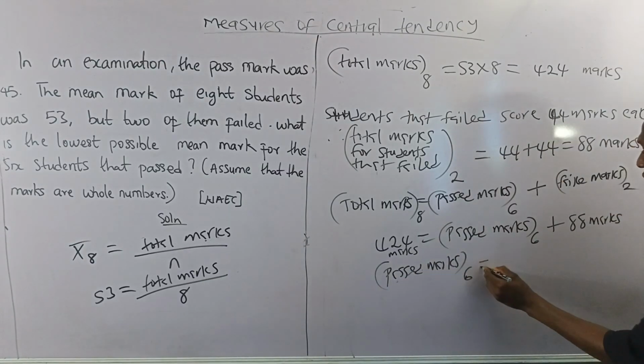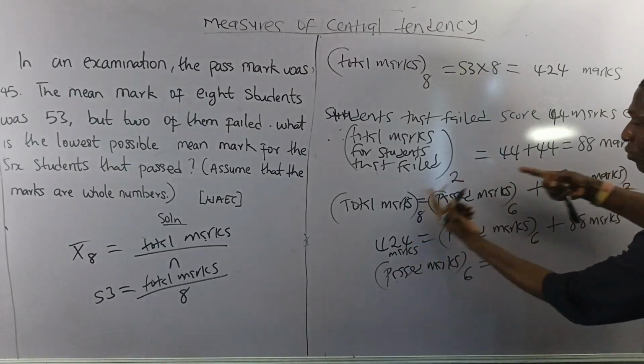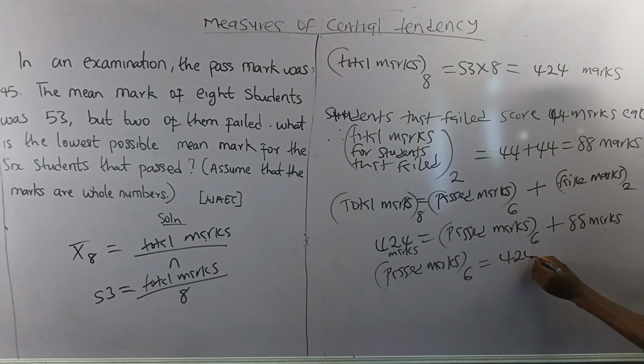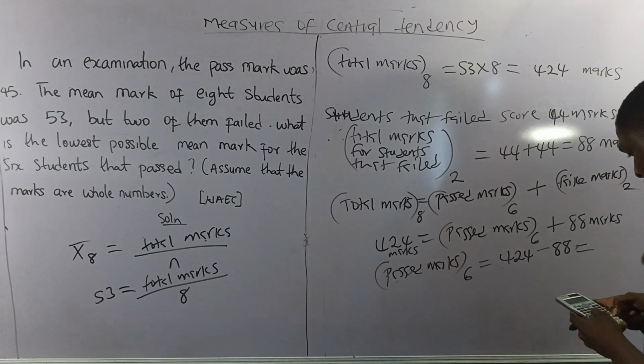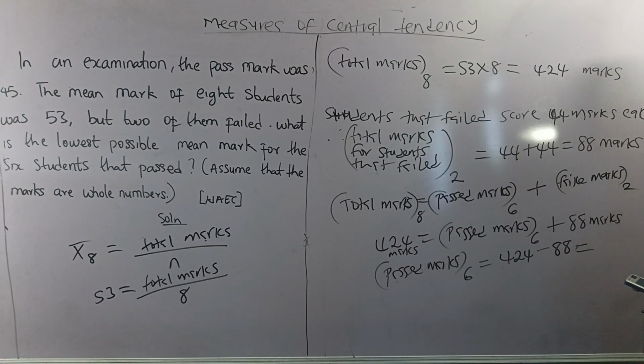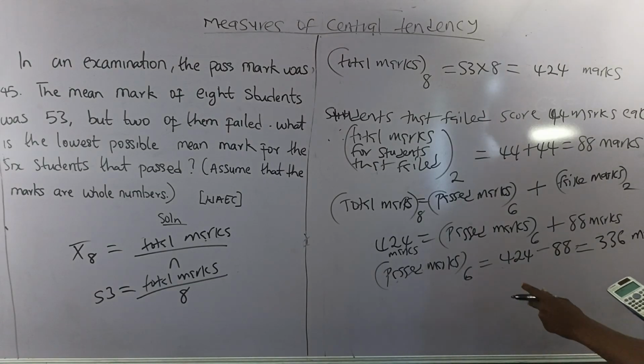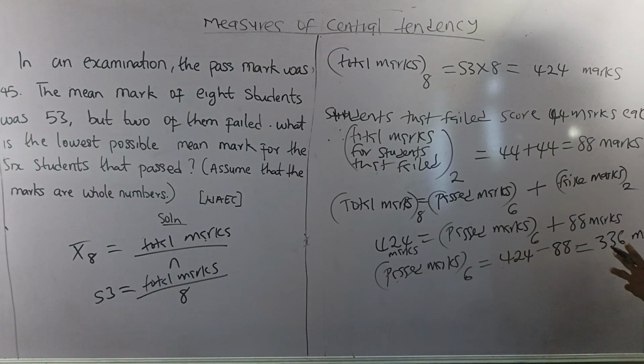for 6 students is equal to, this will come to the other side, 424 minus 88. Let me just write it straight, 424 minus 88. That will give me 336 marks. So we've gotten the total marks for the 6 students that passed.